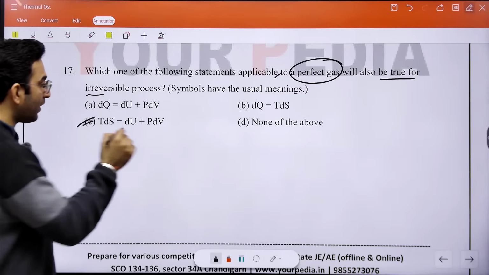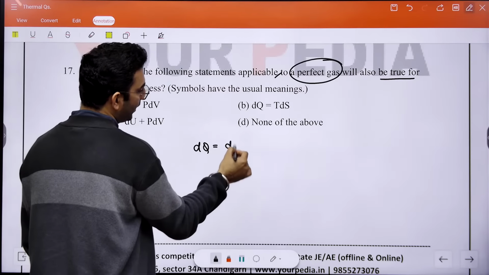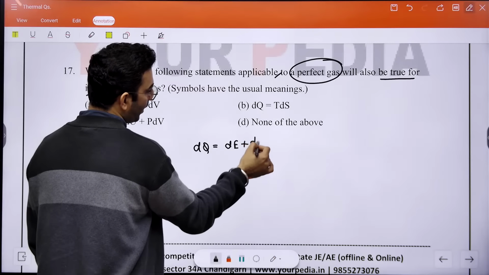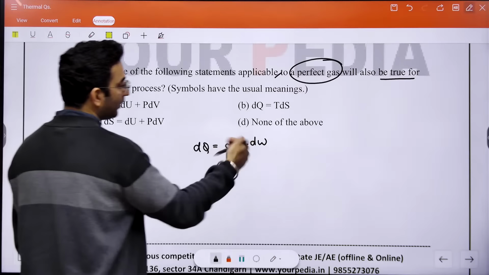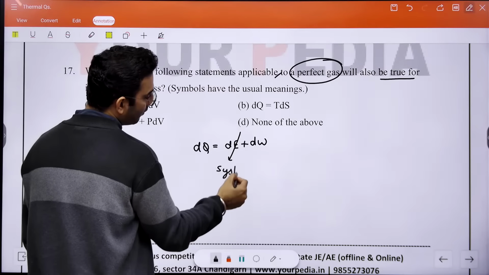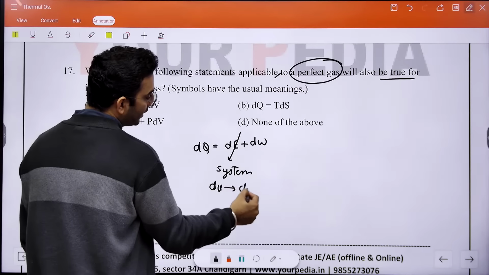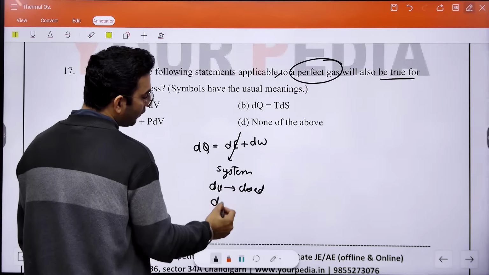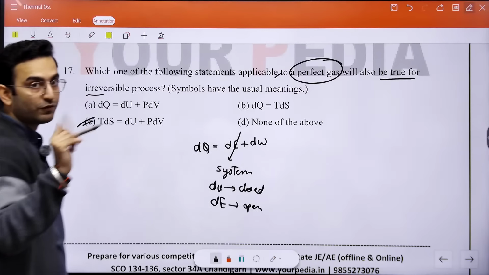Remember that whenever you are writing the first law of thermodynamics, let us say in this way, dq equal to dE plus dW. Okay, you have to remember that the first term on the right hand side tells you about the system here. Okay, remember this condition. So if you have a du here, then it is applicable for the closed system. If you have de here, it is applicable for the open system. That you have to remember. That is the first thing.